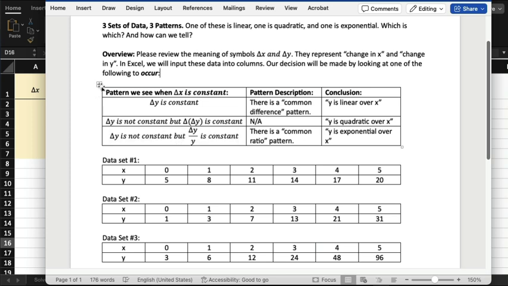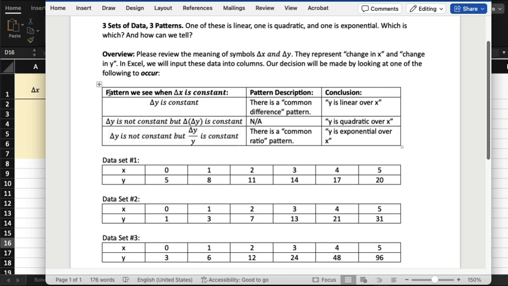So in front of you, I want you to take a look at the three patterns, how we're going to recognize them. So what are we looking for? That's what you see over here. What is the description of that mathematically? And then what is our conclusion? So we're going to be putting our x's and our y's into our spreadsheet in the columns, okay? And then there are some calculations that we're going to make with them.